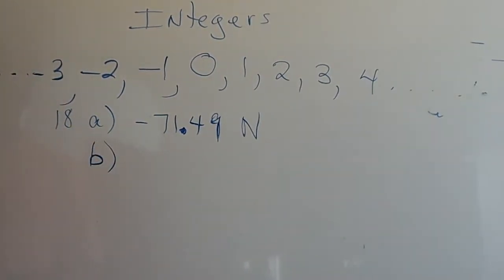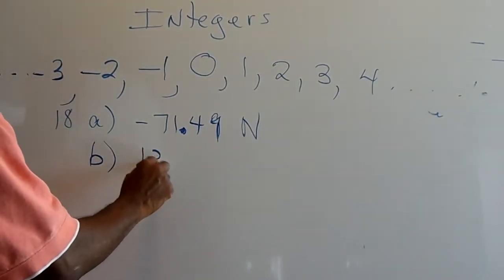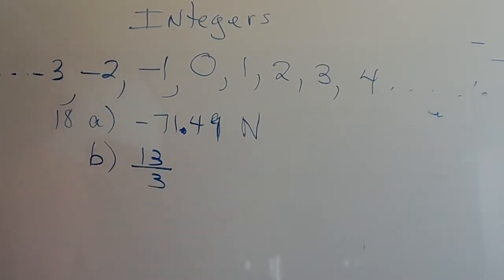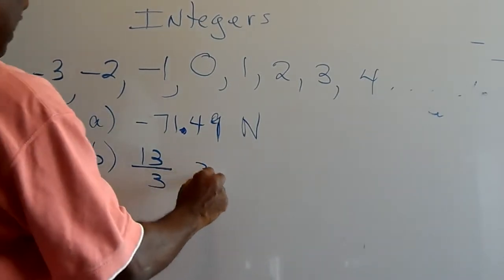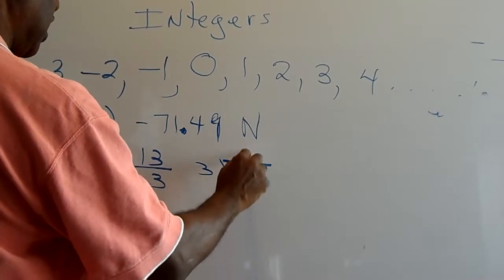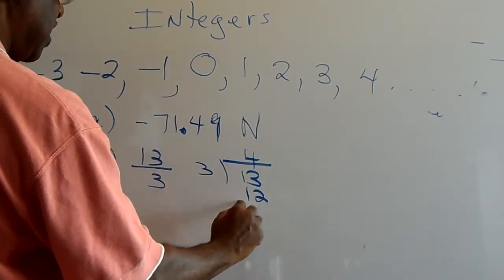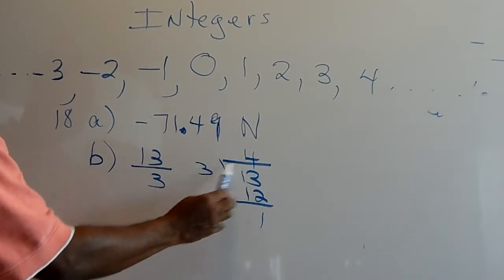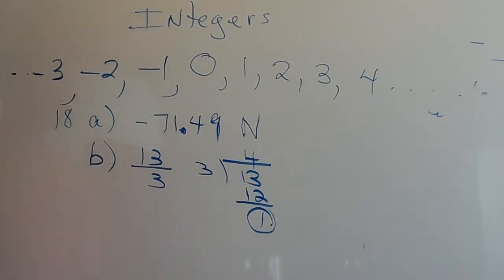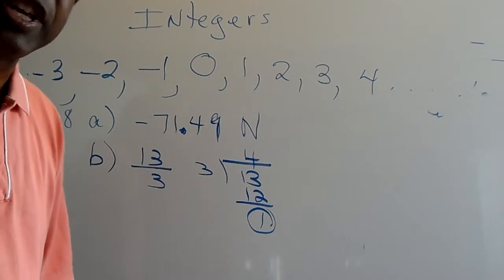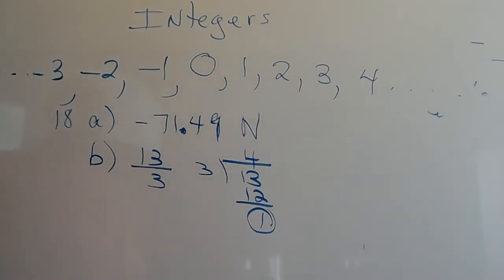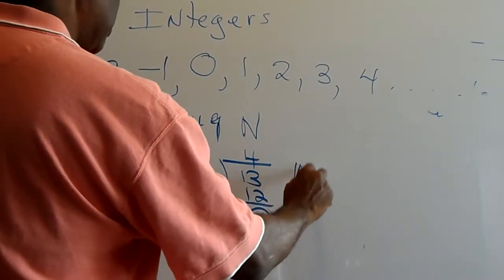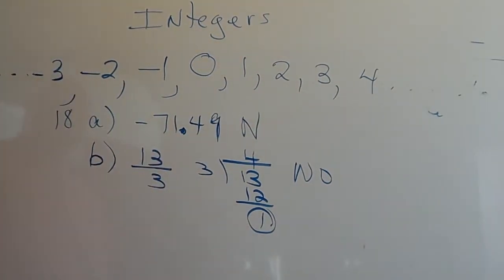B is 13 over 3, and that's a fraction. Let's divide it out. If we divide 3 into 13, we're going to get 4, and 1 left over. So we took the bottom and divided it into the top and came up with 4 with a remainder of 1. Anytime you have a remainder, it's not going to be an integer. So no, 13 over 3 is not an integer.